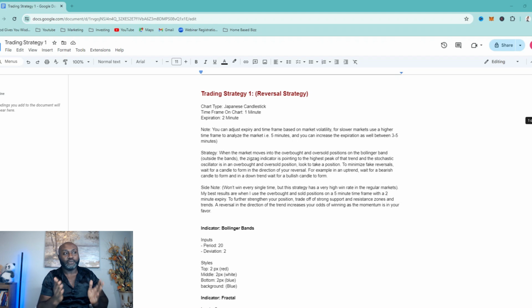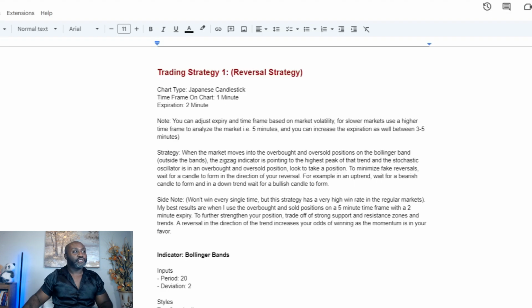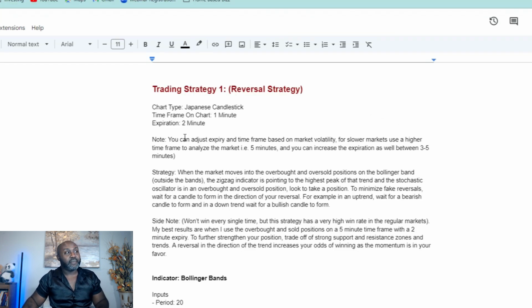This strategy, I'm just going to quickly read through it so you guys get a better understanding. Then we're going to go to the charts and I want to show you exactly how to set it up and everything. This strategy I like to call the reversal strategy. The chart type is Japanese candlestick. Time frame is on a 1 minute time frame. The expiration time is 2 minutes.